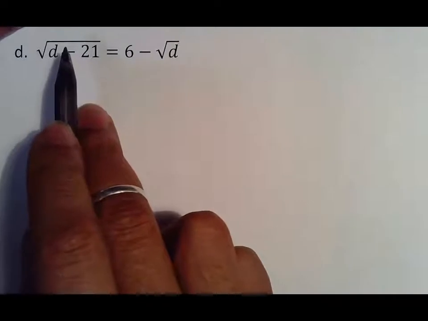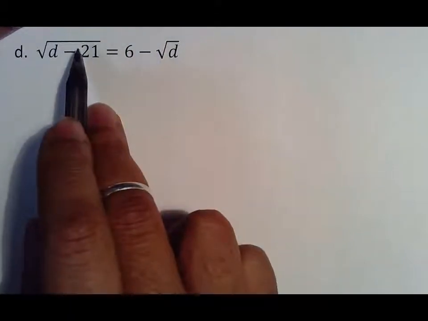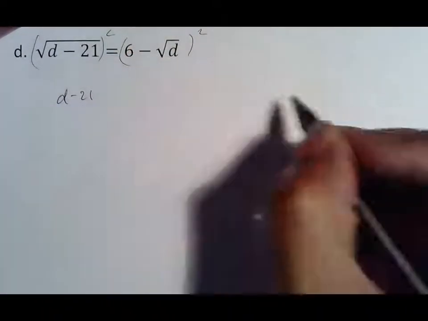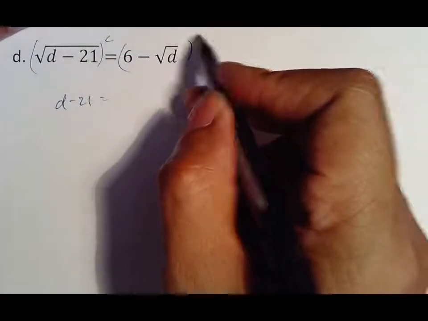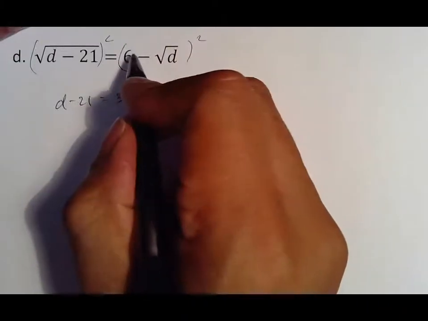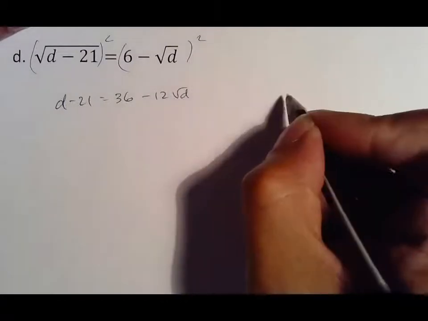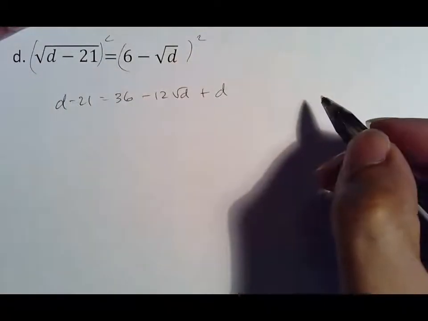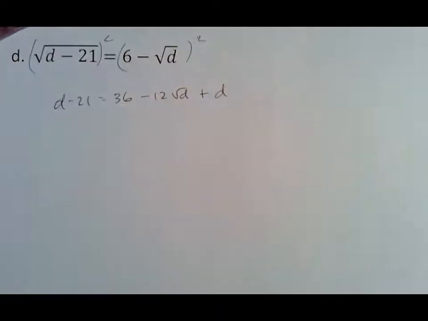But the first thing I would do is make sure the roots are on opposite sides, because it's hard to square a binomial that has 2 roots. So this is already set up. So what I'm going to do is square both sides. That means this comes out as d minus 21. But if you remember my shortcut for doing the binomials, it's this times itself, this times that double, so that'll be negative 6 root d, so minus 12 root d. And then remember this times itself, which is plus d. Because a root times itself is just going to come out. So that would be your first step.